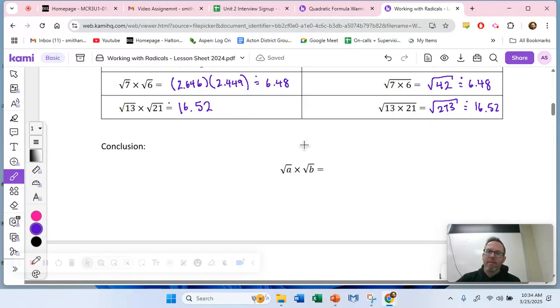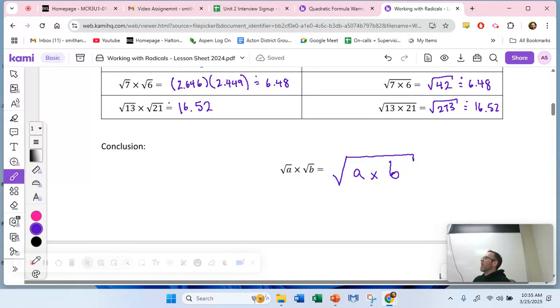The rule is this. I almost wish I made this text bigger because I don't know why I have so much space otherwise. The root of A times the root of B is equal to the root of A times B. You can multiply the numbers first and then square root. Very cool.